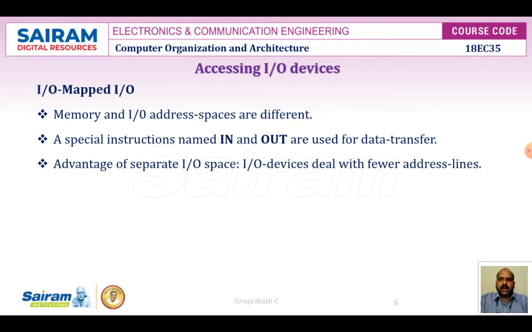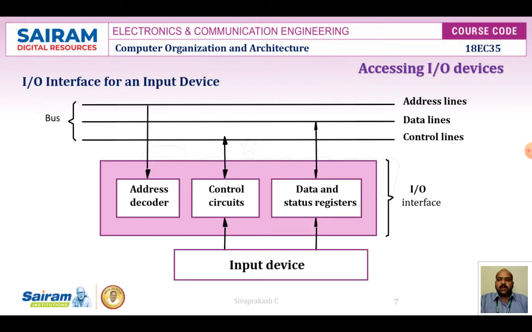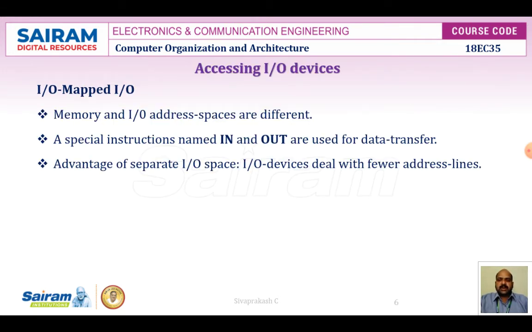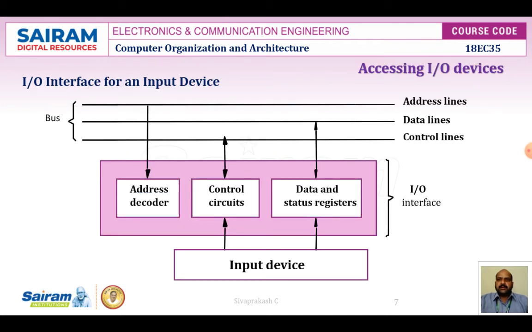Now we move to the other approach, which is IO mapped IO. The memory and IO address spaces are different over here, so both have different addresses. Special instructions named IN or OUT are used for the data transfer. An advantage of this separate IO space is that it can be dealt with using fewer address lines. So here the IO interface is taken care of in a different way.